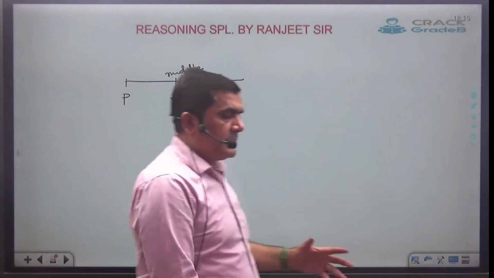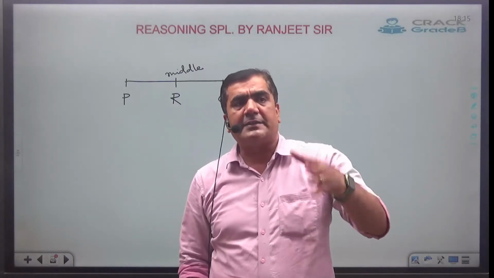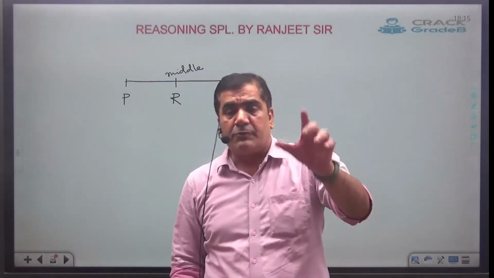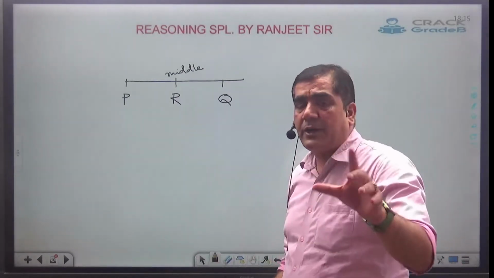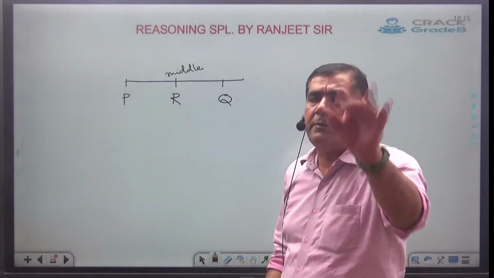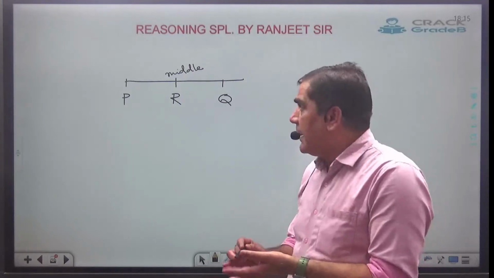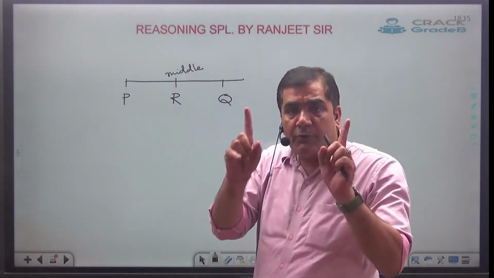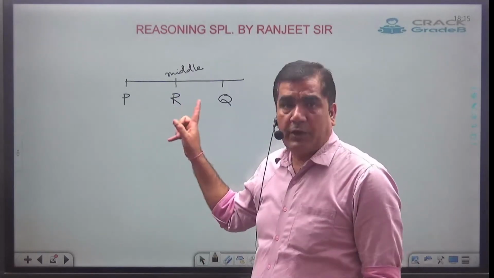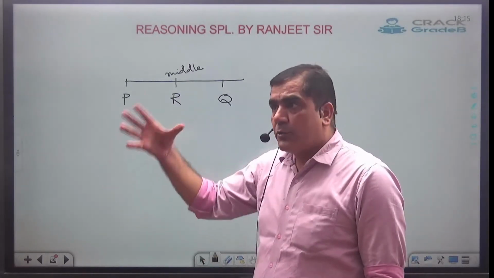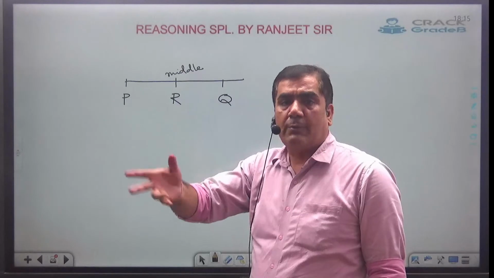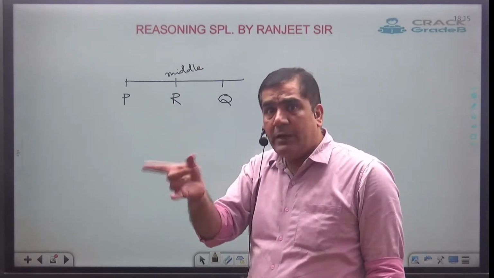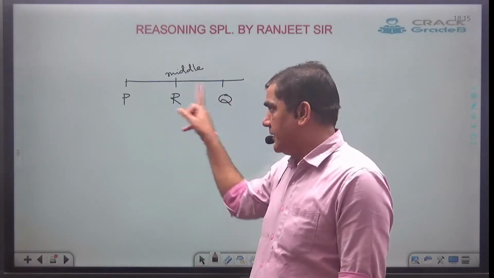So whenever this statement comes, that R is exactly in the middle of P and Q, the first job is to find out how many persons are between P and Q. Until and unless we know how many persons are between P and Q, we can't find the position of R. So whenever a 3-person problem comes, always see who is between which two and find out how many persons there will be between these 2 persons.